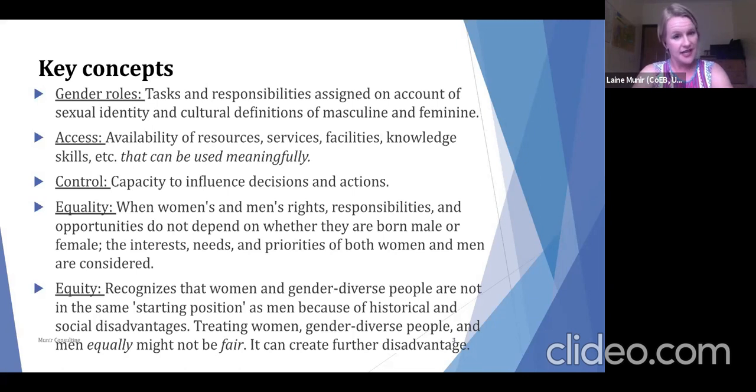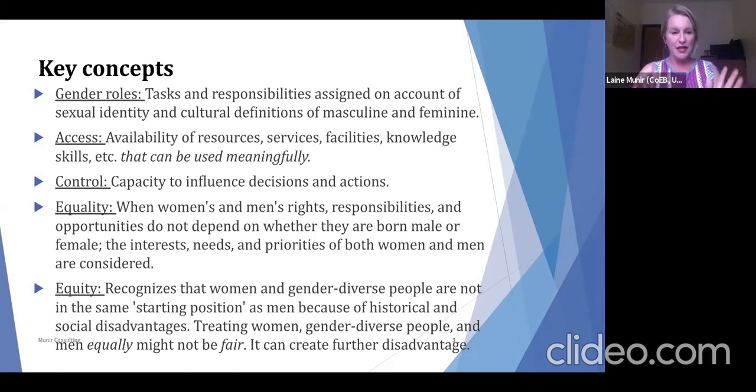So access is about the availability of resources, services, facilities, knowledge, skills that can actually be used. So that's what I meant when I talked about that water pump analogy, right? About what can be used versus what's just there.